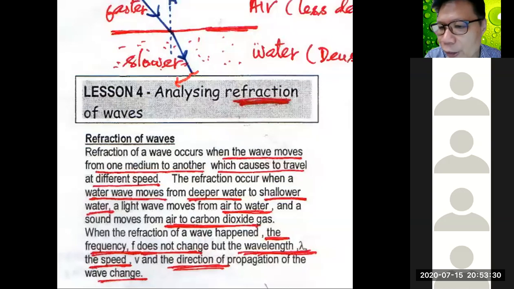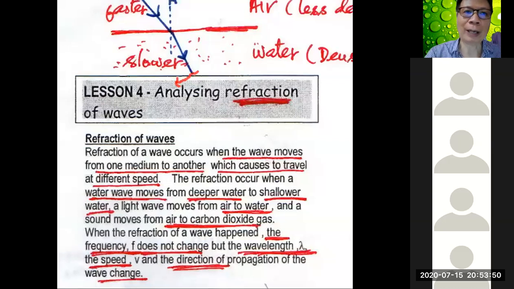Chiu Ling, come. When the water wave moves from deeper water to shallower water, yes, very good. Thank you, Chiu Ling. That is the answer.